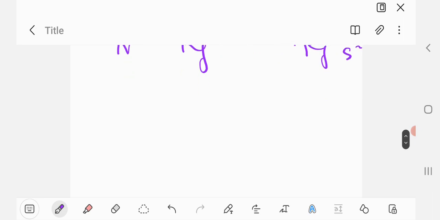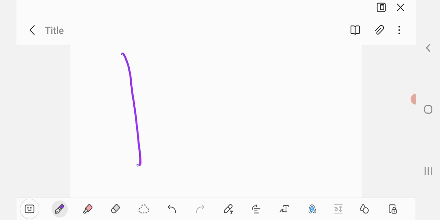The second thing, in kinematics, there are two graphs that are very important. One graph is the distance-time graph. In this graph, on the y-axis we have distance, and on the x-axis we have time. If there is a straight line in this graph, it shows the speed is constant.